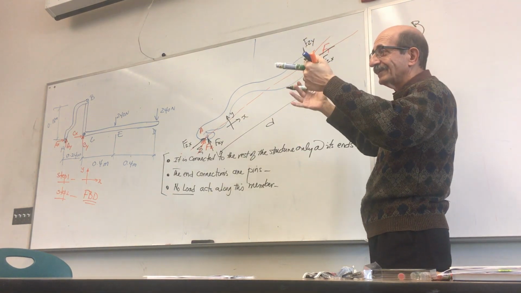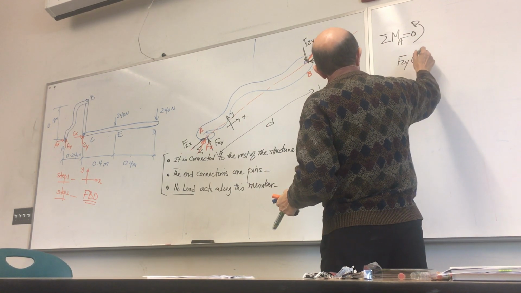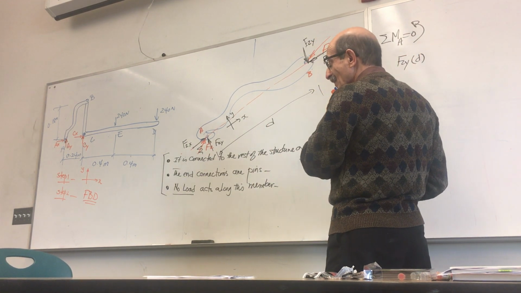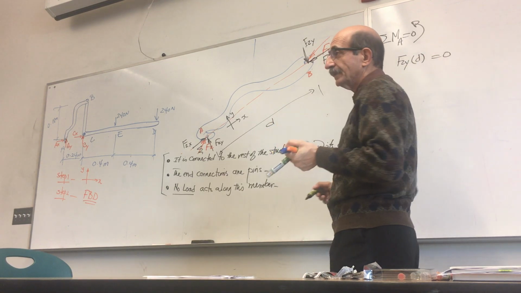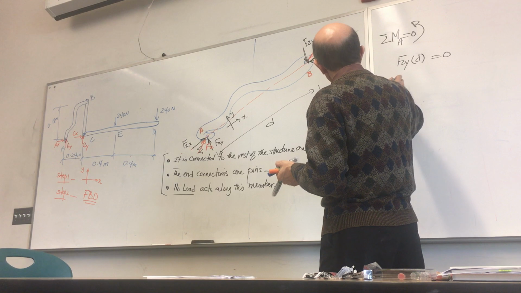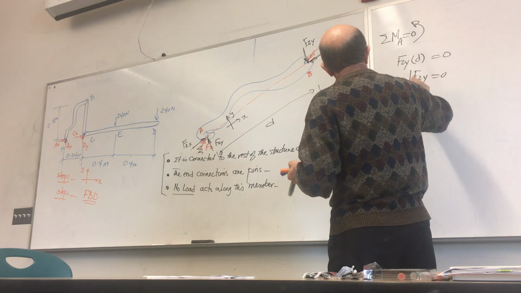Say it loud. F2y times D, what else? That's it, right? Equal to 0. What does that mean then? That resolves in what? F2y must be 0, right?